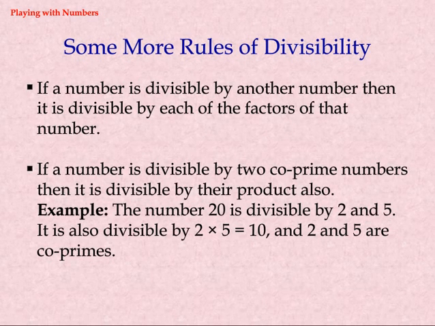Some more rules of divisibility. If a number is divisible by another number then it is divisible by each of the factors of that number. If a number is divisible by 2 coprime numbers then it is divisible by their product also. Example, the number 20 is divisible by 2 and 5. It is also divisible by 2 into 5 equals 10. And 2 and 5 are coprimes.